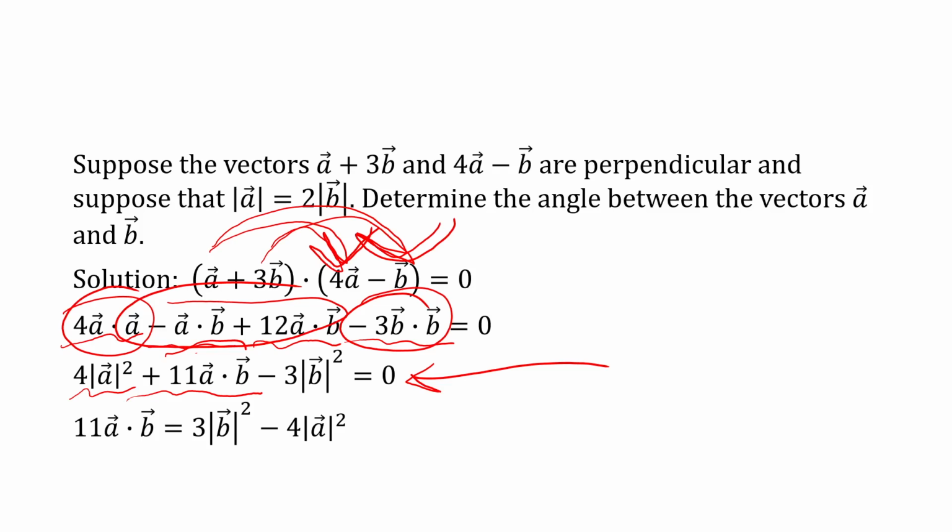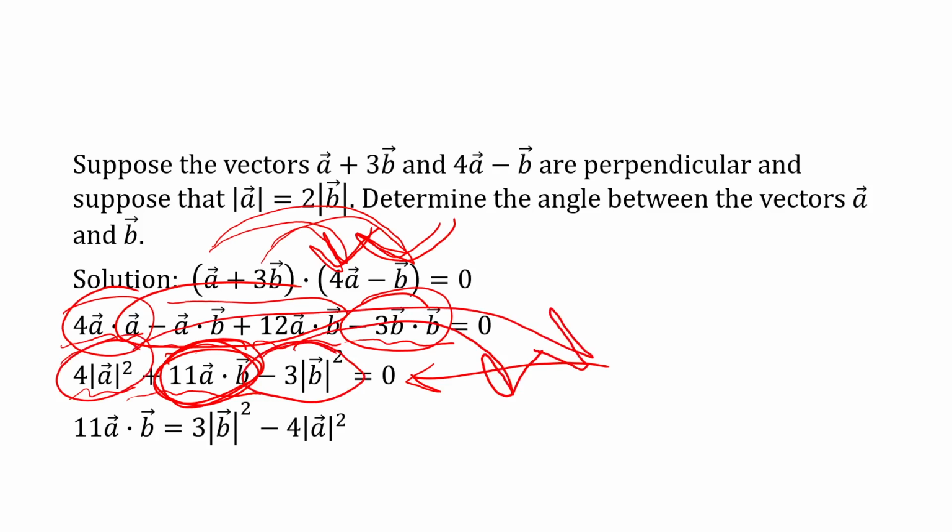We want to isolate a dot b because a dot b is a formula that contains cos theta in it, where theta is the angle between the two vectors. So if we can isolate a dot b, we'll be able to isolate cos theta, use cos inverse, and determine theta. So we are going to isolate a dot b. What we'll do is throw negative 3 magnitude of b squared on the right, and then positive 4 magnitude of a squared on the right, and we'll ultimately get what you see here.